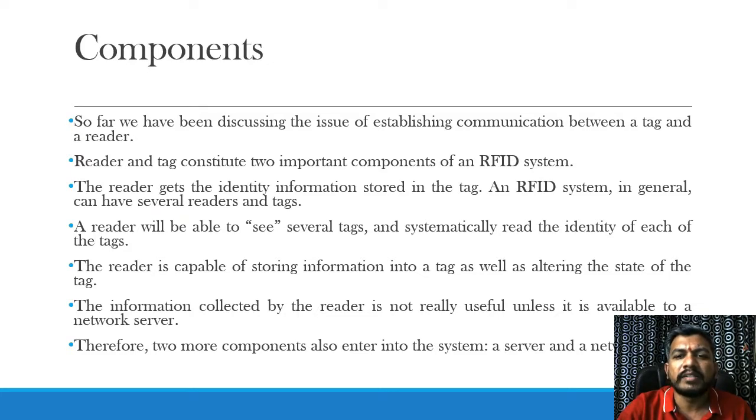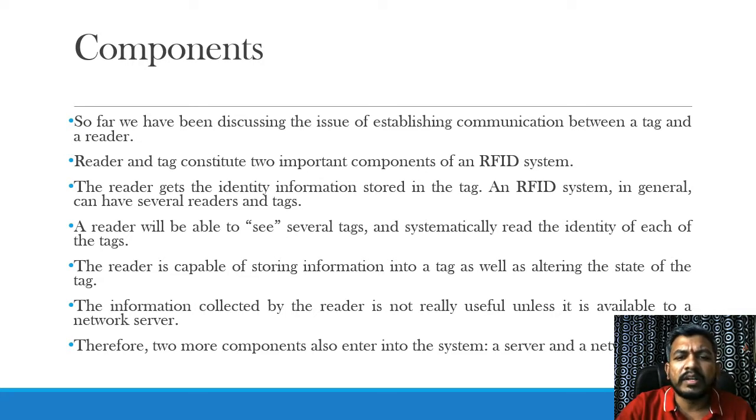A single RFID system can have multiple readers and tags together. A single reader can identify multiple tags simultaneously and systematically. In parallel, it is able to read the identity of each tag anonymously as well. The reader is capable of storing information into a tag as well as altering the state of the tag. So we can say that a reader can do both read and write operations on a tag depending upon the requirement of the system or the situation.